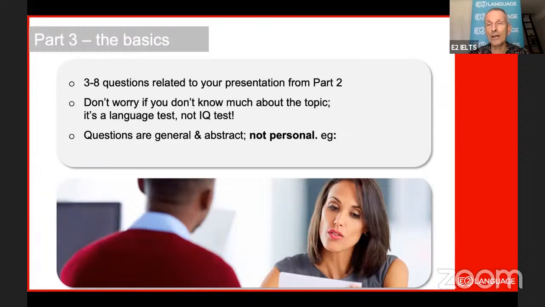Because she wants to push you into talking about something you've never talked about before, to see if you've got the language and the grammar, of course, to talk about it. So you can push yourself as well by always thinking about, well, how can I say more? Say why, explain, give examples, tell stories, that kind of thing.